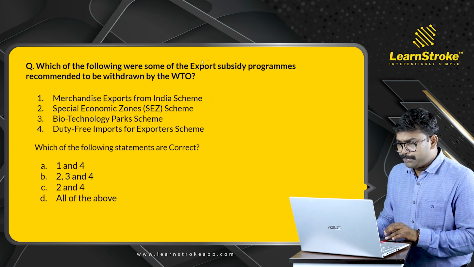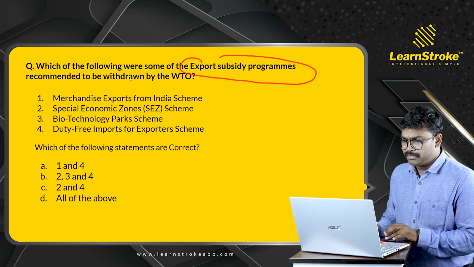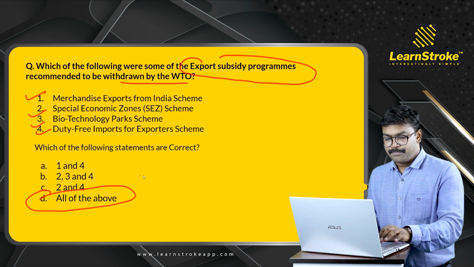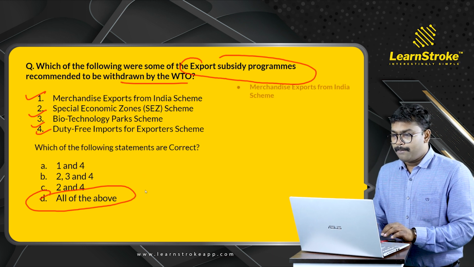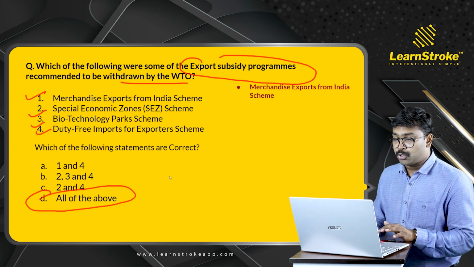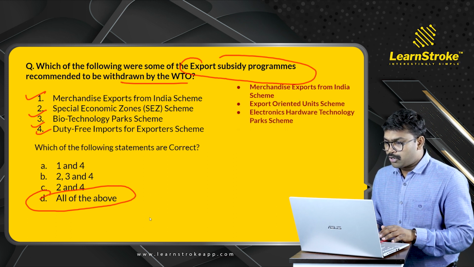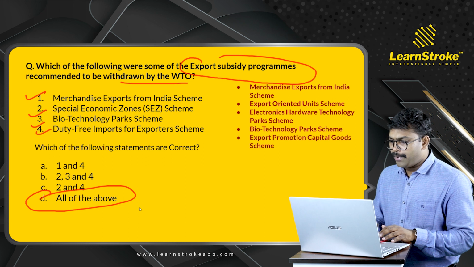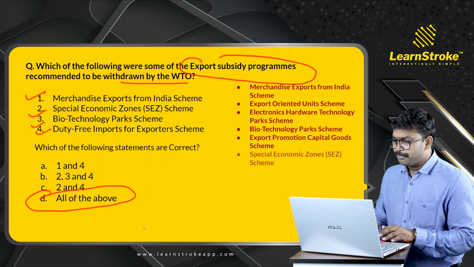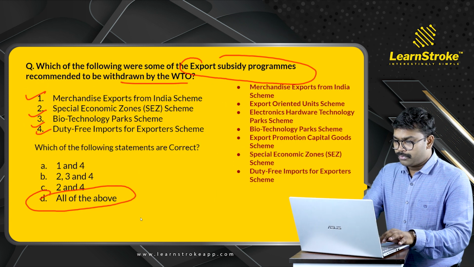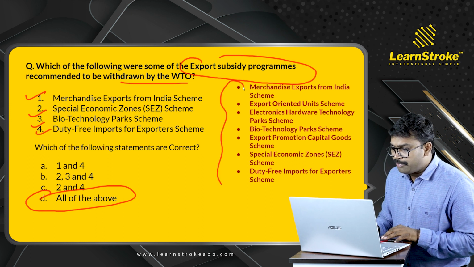Which of the following are export subsidy programs recommended to be withdrawn by the WTO? 1, 2, 3, 4. I think all of the above, all the statements are supposed to be withdrawn by WTO. So which are the following schemes which are going to be withdrawn? Export oriented scheme, electronics hardware technology park scheme, biotechnology park scheme, export promotion capital goods scheme, special economic zone scheme, duty free imports for exporters scheme. So these are some of the schemes that will be withdrawn.